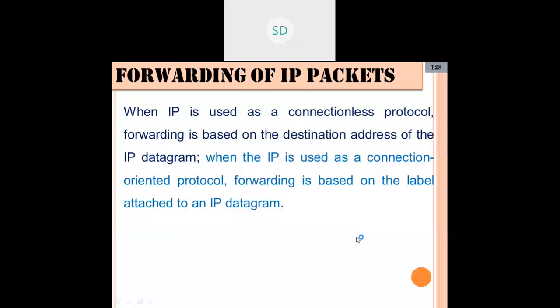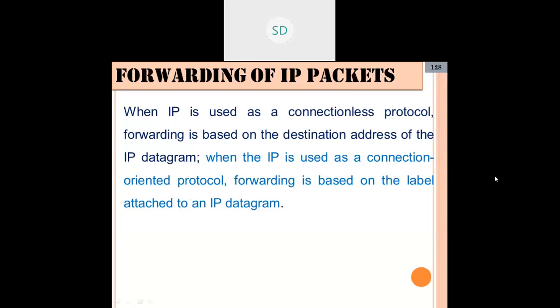Forwarding of IP packets, when IP is used as a connectionless protocol. Forwarding is based on the destination address of the IP datagram, right? When IP is used as a connection-oriented protocol, forwarding is based on the label attached to an IP datagram. There are two types of connections possible.